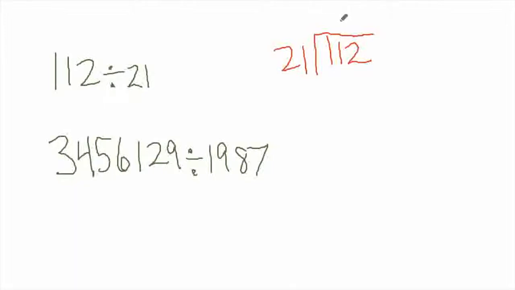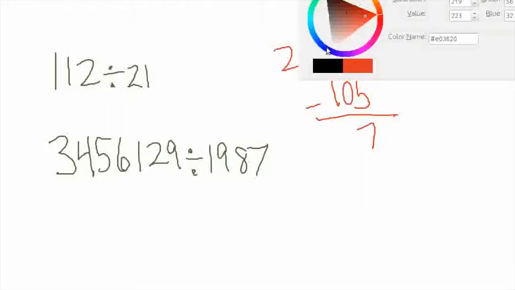So I would ask myself, how many times does 21 divide 112? Well, it can go at least 5. It can't go 6, but it can go at least 5. So then I would multiply 21 by 5, and that gives me 105. And so I have 7 left over. So the answer is 5 remainder 7. Okay, that was a quick and easy example. Let me do one that might go on for a couple more stages.